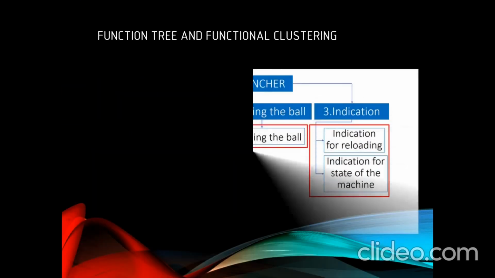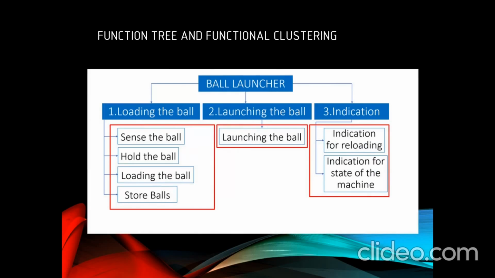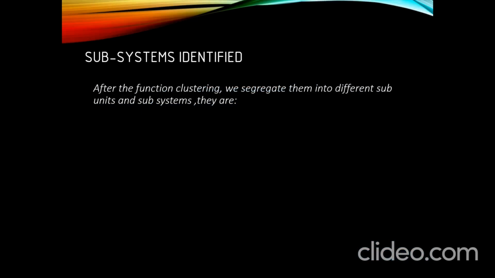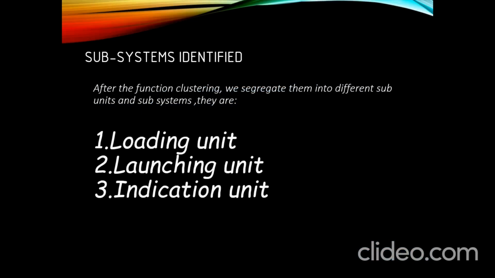Function tree with clustering. The model has 7 functions: sense the ball, hold the ball, load the ball, store the ball, launch the ball, indication for reloading, and indication for state of the machine. We segregate these 7 functions accordingly, where storing, sensing, loading and holding the ball come under loading the ball. Launching the ball is a subunit in itself, and indication for reloading and state of the machine come under indication. After the functions are segregated into different units, the subsystems formed are loading unit, launching unit and the indication unit.